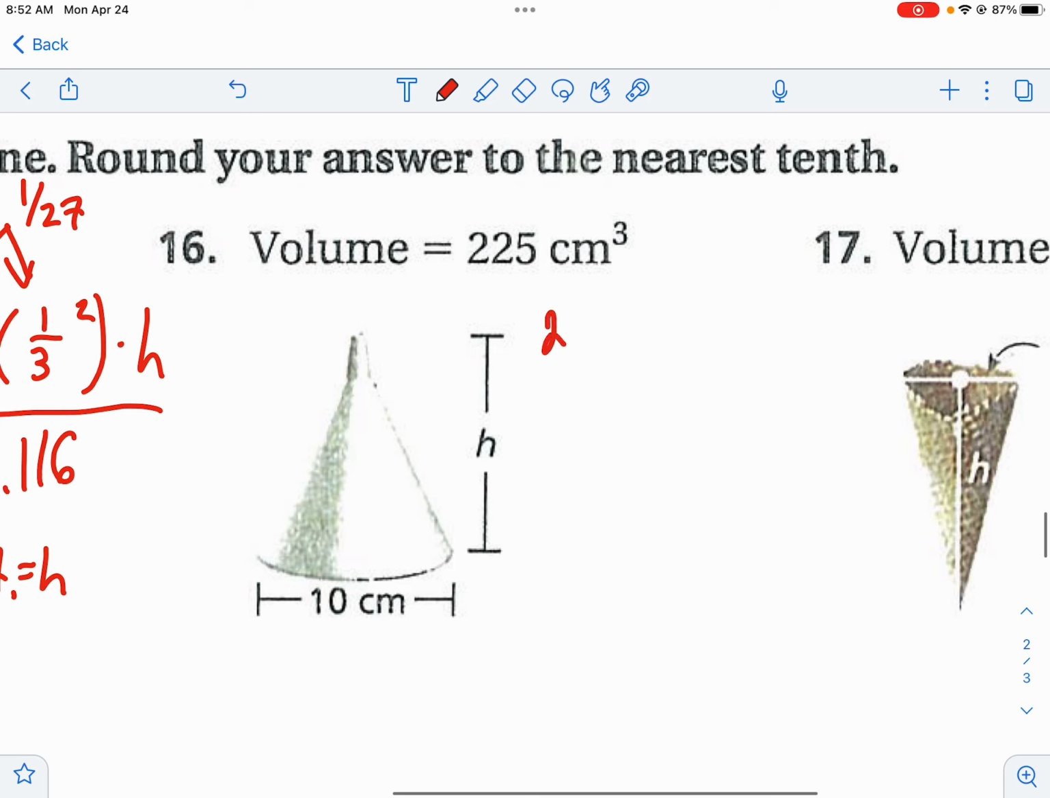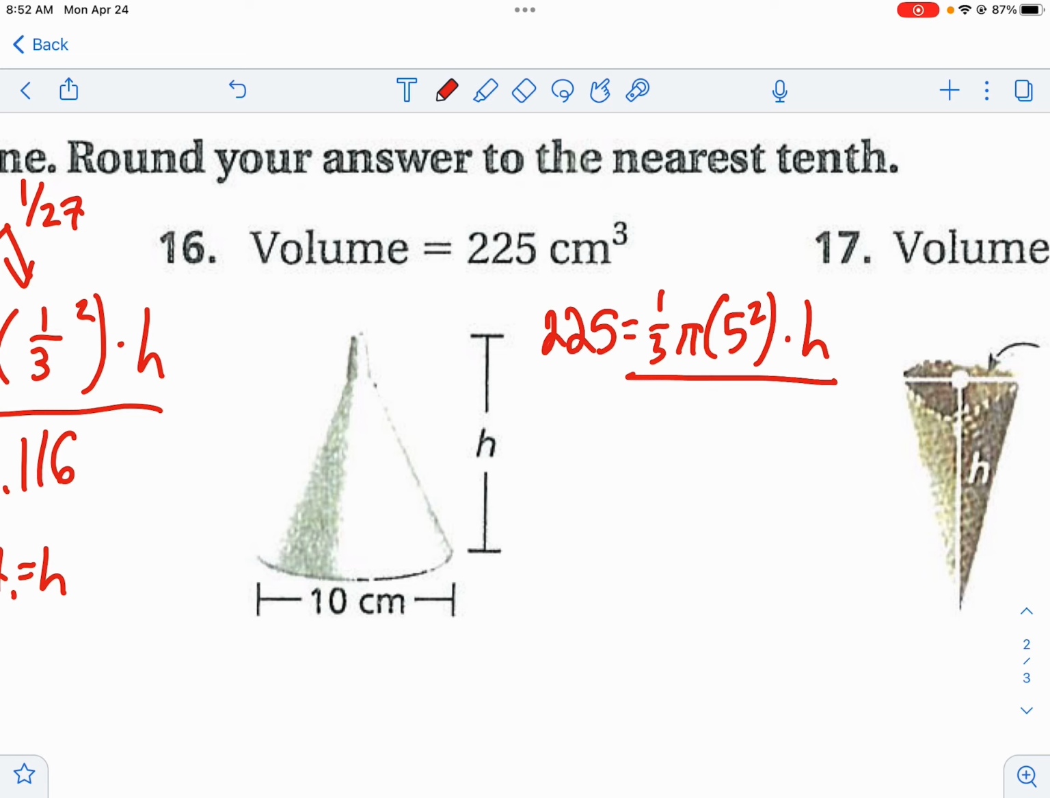This one, 225, is equal to 1/3 pi times 5 squared times the height. We can divide both sides by 25 times pi, divided by 3, which is 26.2. Just about a marathon. 225 divided by that 26.2 number gives me 8.6 centimeters is the height.